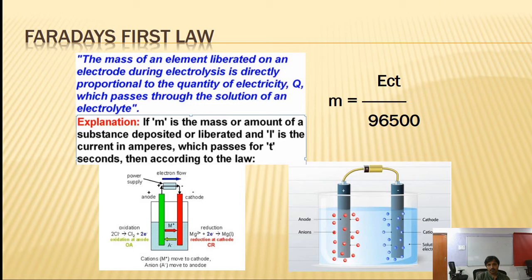Here we have two diagrams showing what type of process is taking place. When an external source is applied, ions get close to the electrodes. The positively charged electrode, that is the anode, attracts the negatively charged ions, the red balls, and the cathode attracts the positively charged cations, and they get neutralized here.